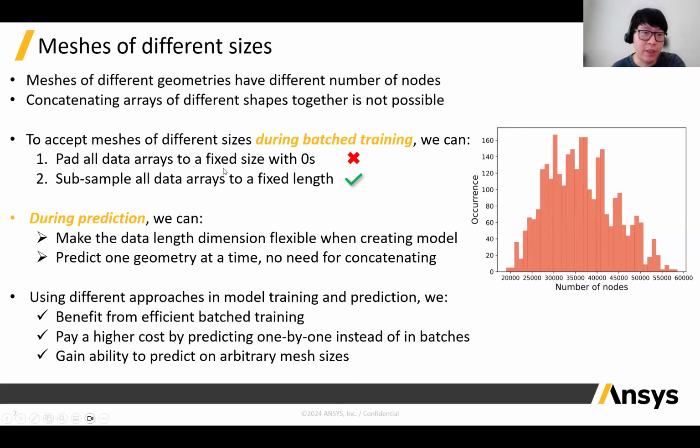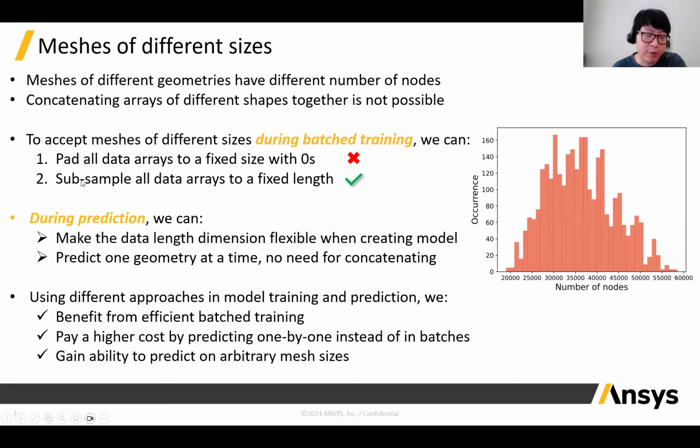We can either pad all the data arrays to a fixed size with zeros. When you look at a histogram for a typical dataset with changing geometry, you see a wide scatter of how many nodes are in different meshes. In this case, it goes from 20,000 all the way to 60,000. So if you pad everything with zeros, you have to pad everything up to the highest number, which inherently increases your dataset size with a lot of meaningless zeros, which is not really a good thing to do.